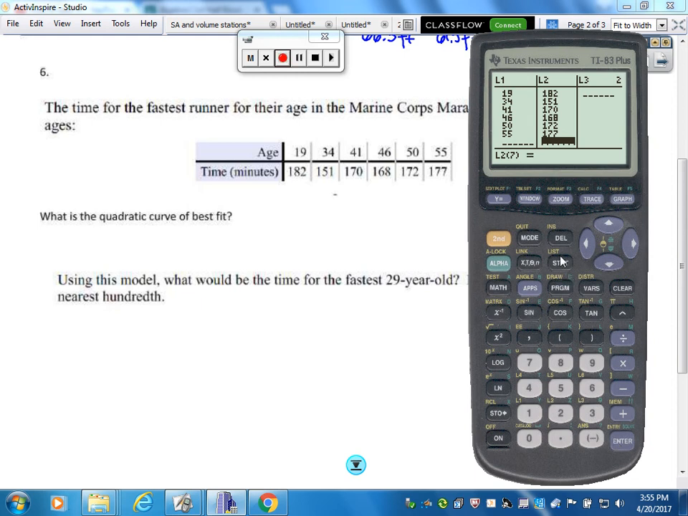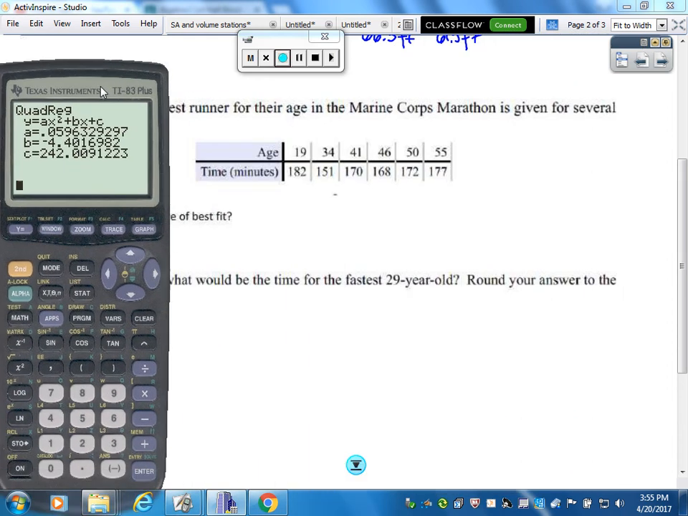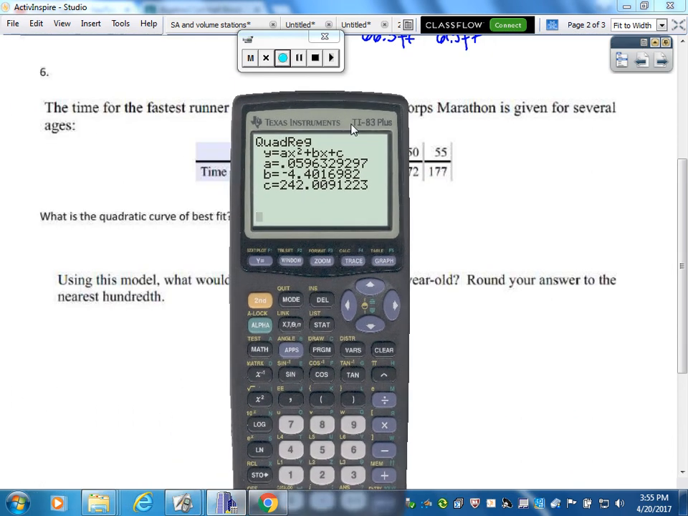So I'm back to the stat key right here. Over to calculate again. So over right here. And then we're going to go down to number 5. So I'm going to hit my 5 button right here. So my quadratic regression, that's what the reg stands for, gives us our values. So I am going to write this down.